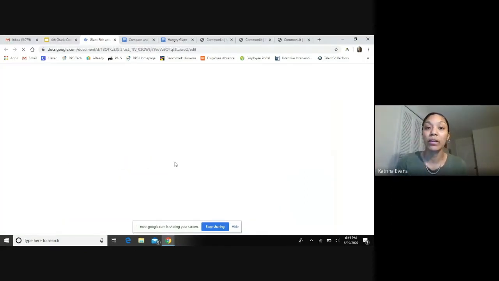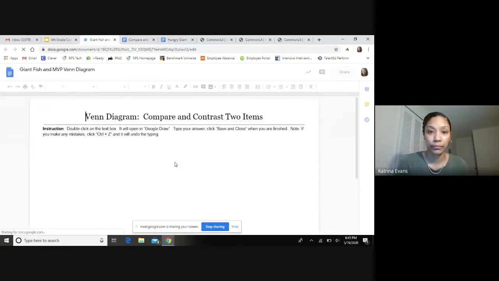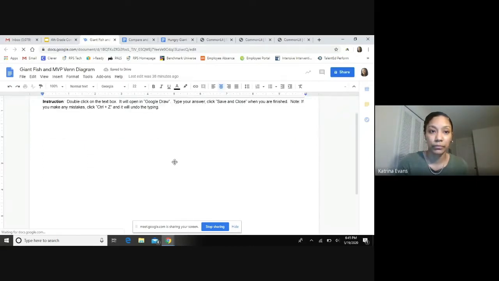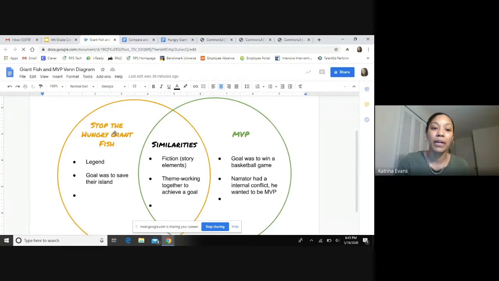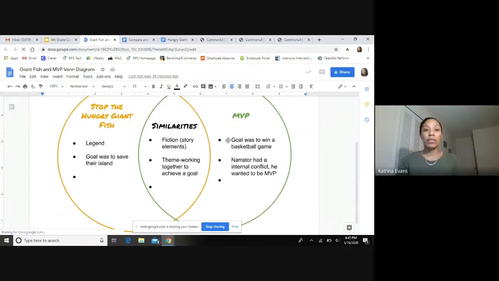Yesterday, we completed a Venn diagram where we compared two fictional stories. We compared Stop the Hungry Giant Fish to MVP. We discussed how both of these stories were similar because they had story elements with characters, settings, problems, and solutions. The theme of the story was the same. Everyone was working together to achieve a goal. But the difference in the two stories was the goal, for one. In The Hungry Giant Fish, the goal was to save their island, but the goal in MVP was to win the championship.